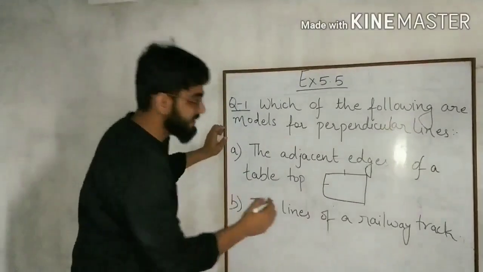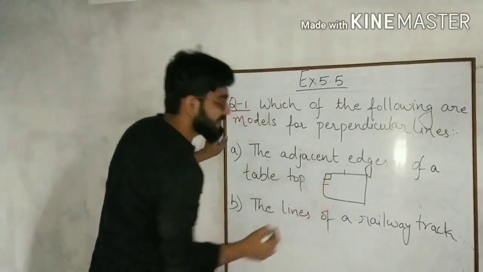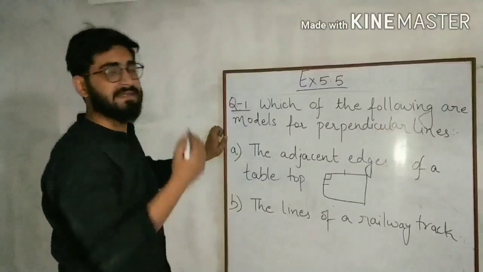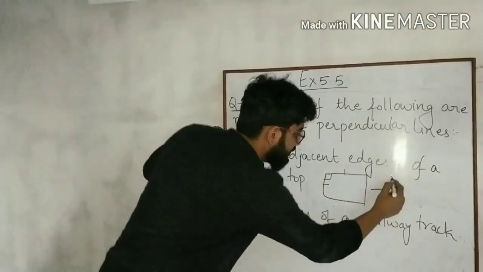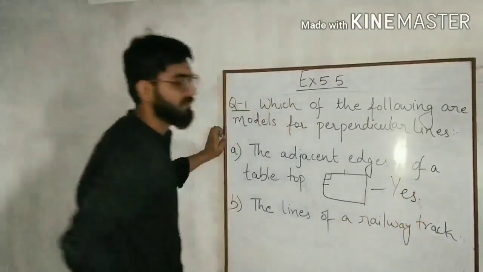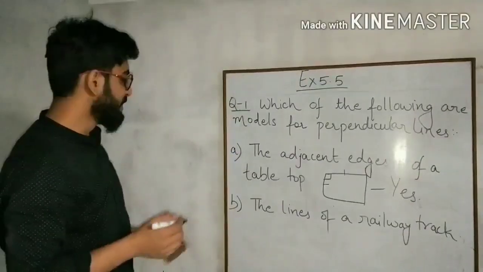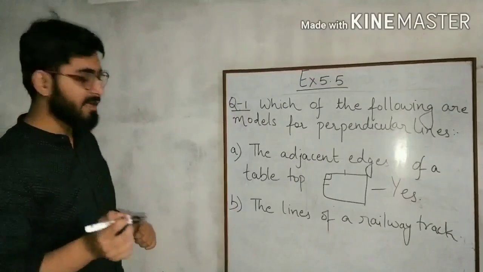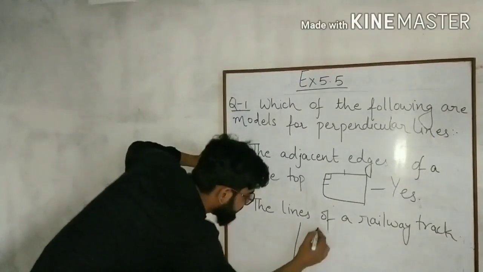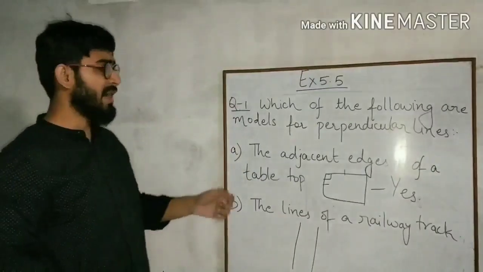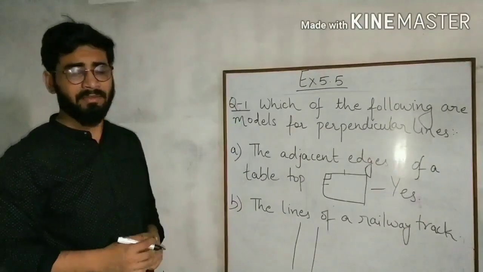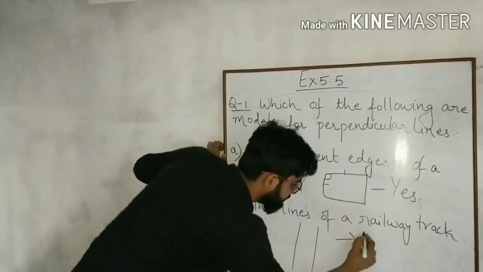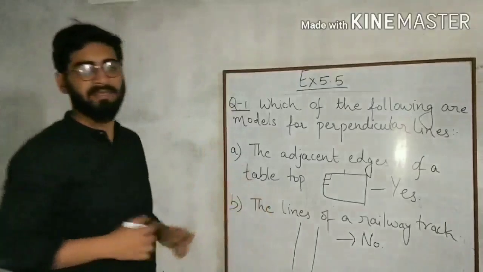If you see here, the angle between the adjacent edges is 90 degrees. So we can say that this is a model for perpendicular lines. Now moving to the B part, the lines of a railway track. You all know about a railway track. A railway track is like this. So are these perpendicular? No. So this is not a model for perpendicular lines. Understood? This is our B part.